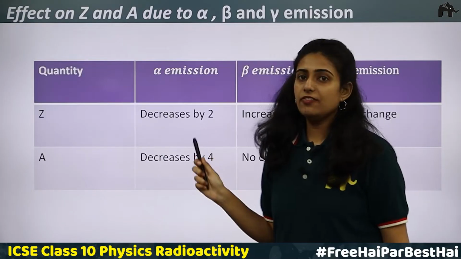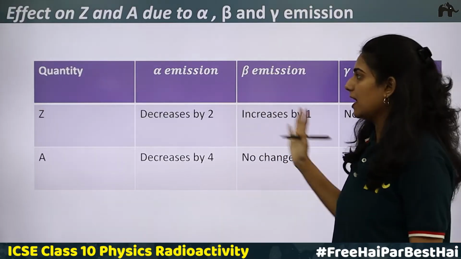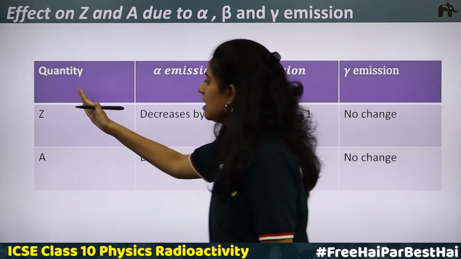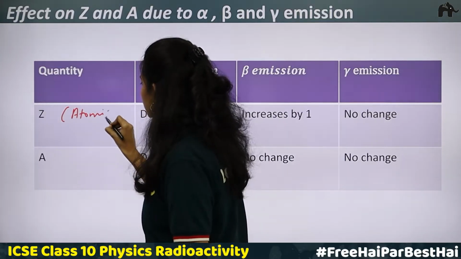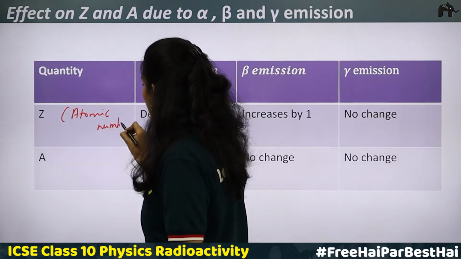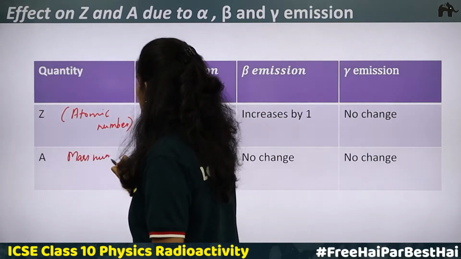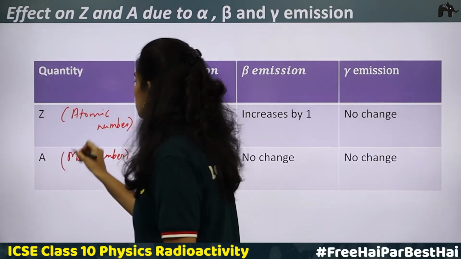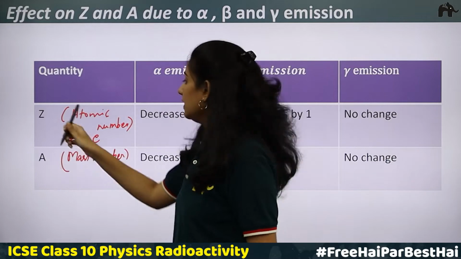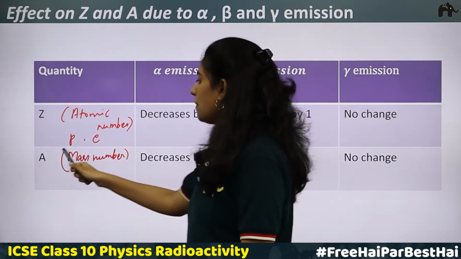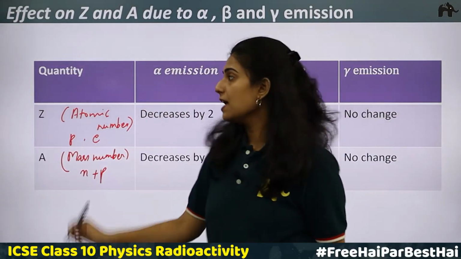So, understood? The effects on atomic number and mass number due to alpha, beta and gamma emission, we will compare and study. First, here we have the atomic number given. Z represents the atomic number and A represents the mass number. Also, the atomic number is the number of protons, or the number of electrons. Basically, we will take it as the number of protons. What about the mass number? The number of neutrons plus the number of protons is the mass number.